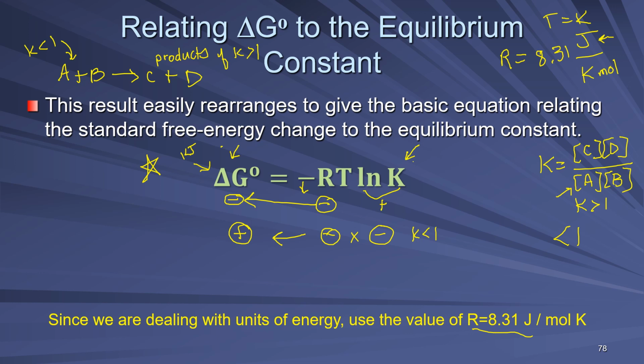So this equation is really important, just that you see that relationship. If K is greater than 1, products predominate, and delta G is negative, meaning it's spontaneous. If K is less than 1, that means reactants predominate, and delta G will be positive, meaning it's a non-spontaneous reaction. So K and delta G are definitely related to each other, and so this equation is an important one.